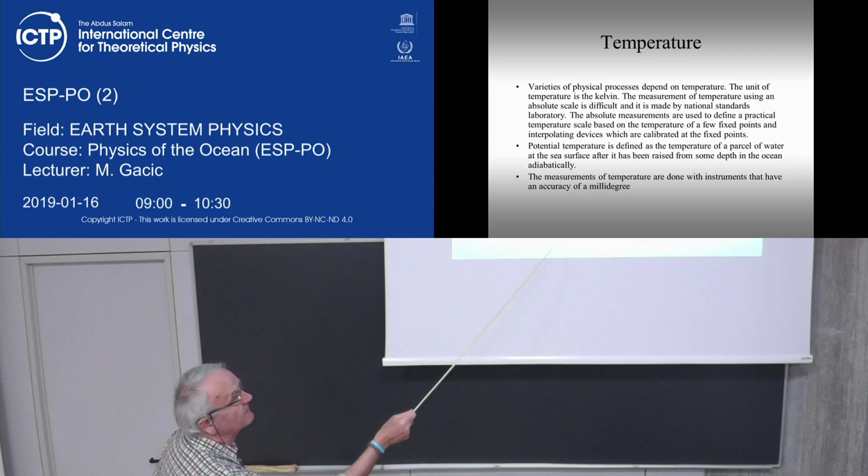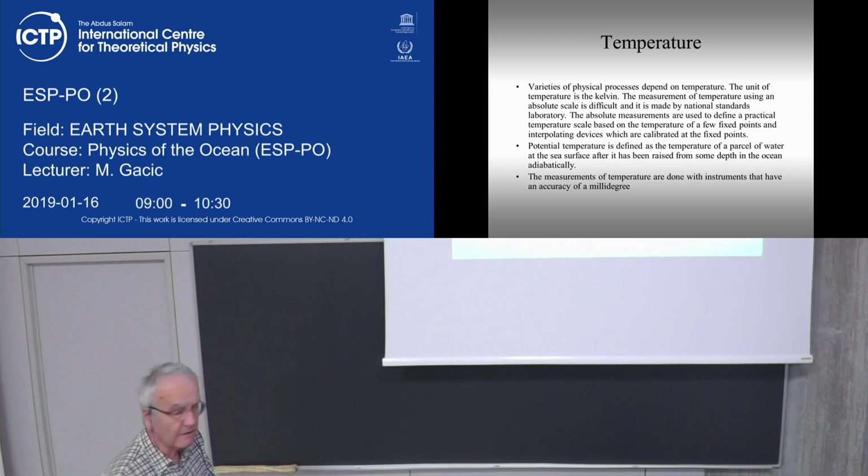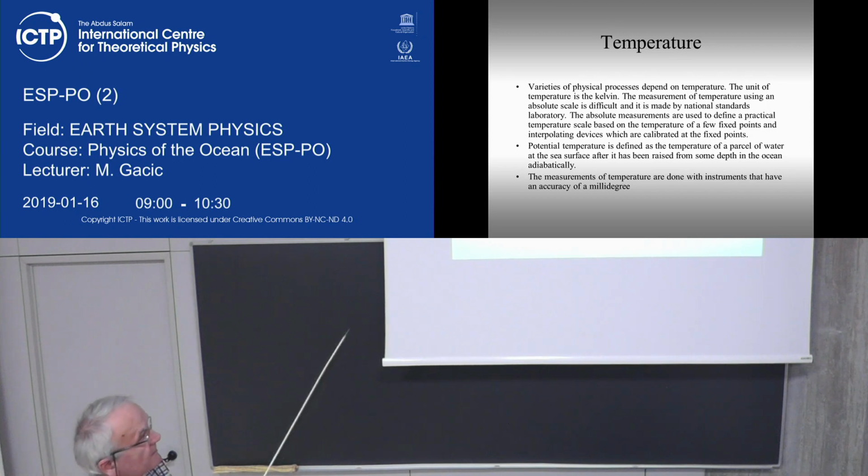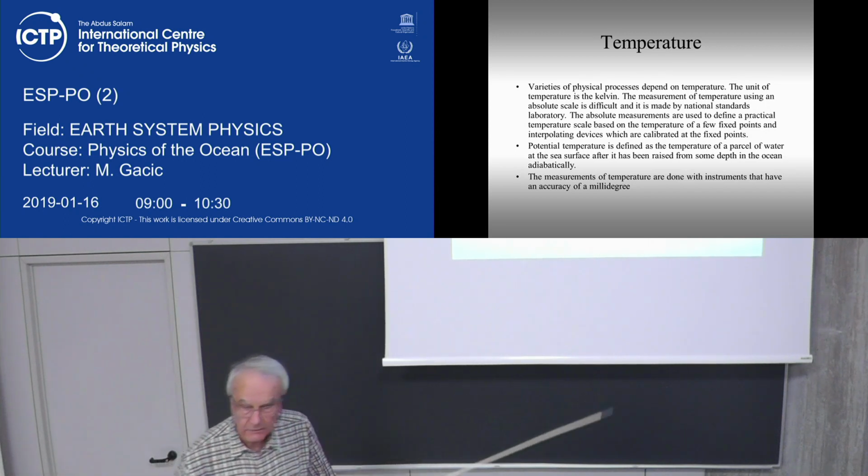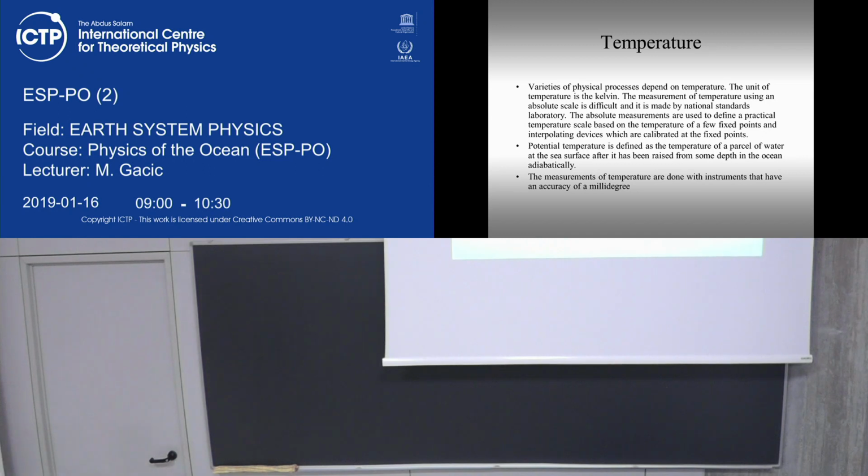Typically, the measurements of temperature are done with instruments that have an accuracy of a millidegree. Obviously, this accuracy is very important because, as you will see later, the differences in temperature between different parts of the ocean or between different depths, especially at large depths, are on the order of 10 to the minus 2 degrees. Therefore, this accuracy of a millidegree is essential in order to distinguish between different water masses, between different parts of the world ocean, between different depths. So this is the temperature.